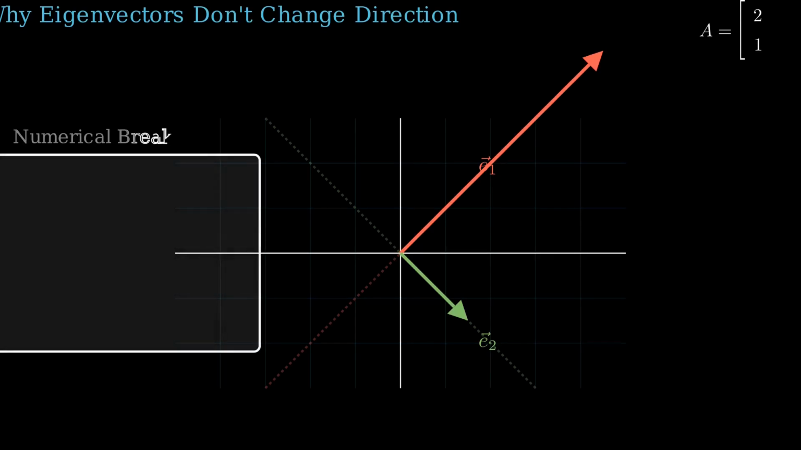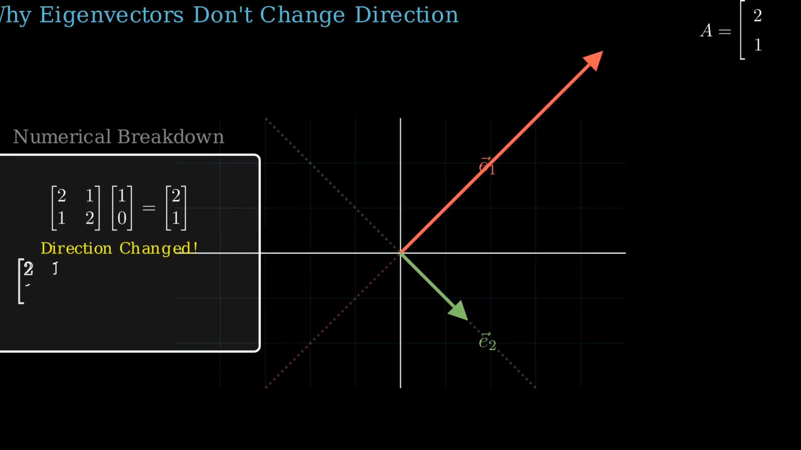To see why this happens numerically, let's look at the math. When we multiply a standard vector like (1, 0) by our matrix, the coordinates get mixed, resulting in a new direction. But look what happens with the eigenvector (1, 1). The result is (3, 3), which is exactly 3 times the original vector. The ratio between x and y stays identical.